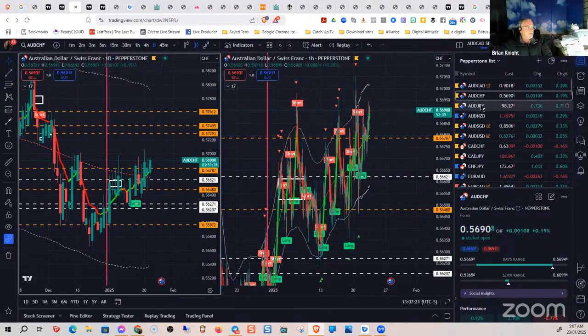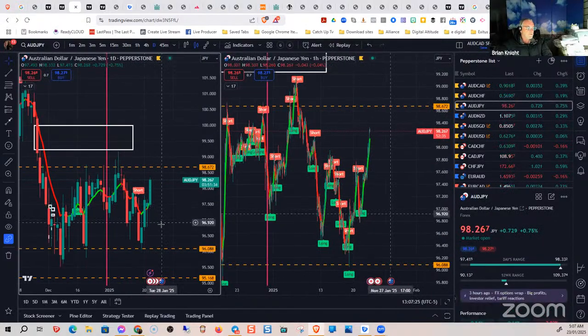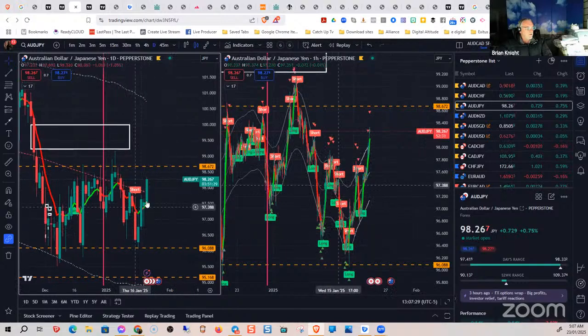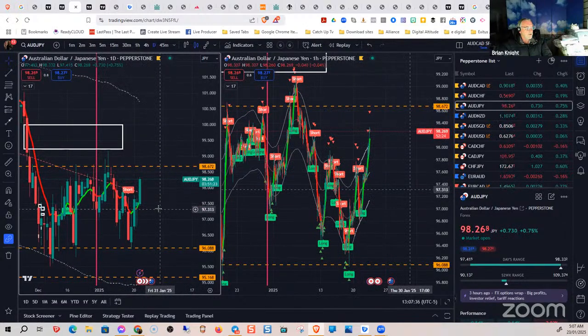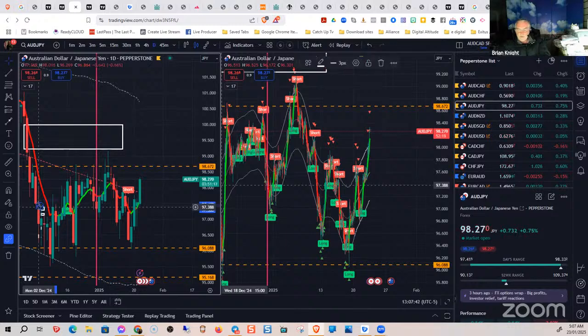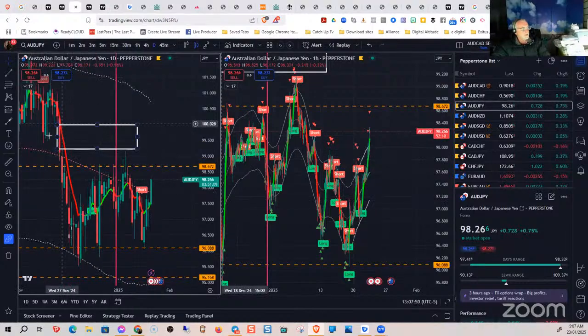AUD JPY also pushing back up. Now, it was a short, there is no long. I got a trend bar change. I probably wouldn't do anything until I've got a long on that. But there are a few changes in there. There's this gap up here.